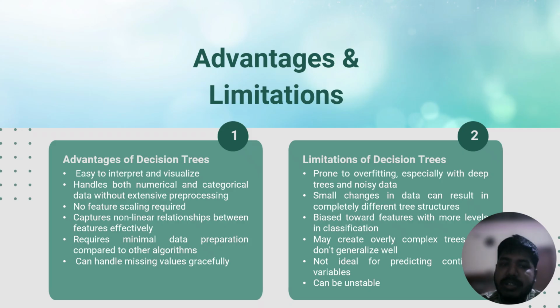Some limitations are it can easily overfit, especially if the tree becomes too deep. A small change in data can sometimes create a completely different tree. They can be biased toward features with more categories. They are not always the most accurate when used alone. Because of these limitations, we often combine many decision trees to create more powerful models like random forest.